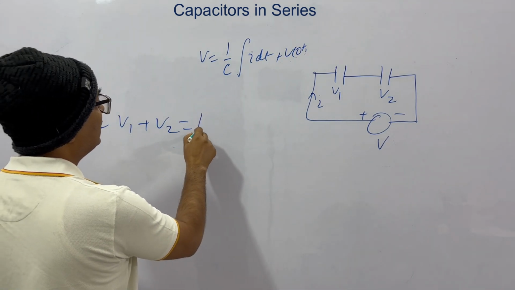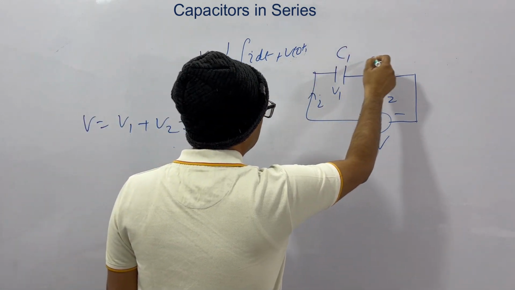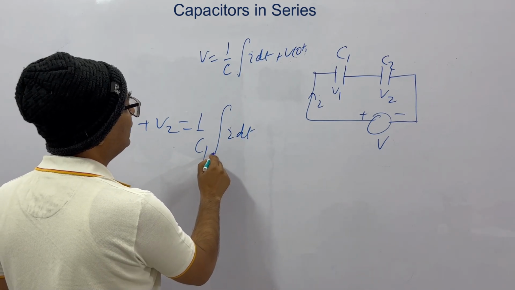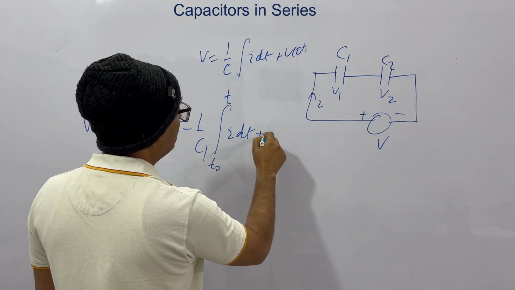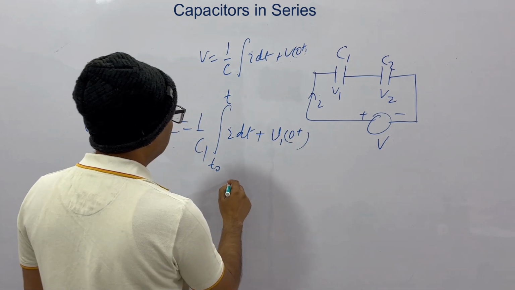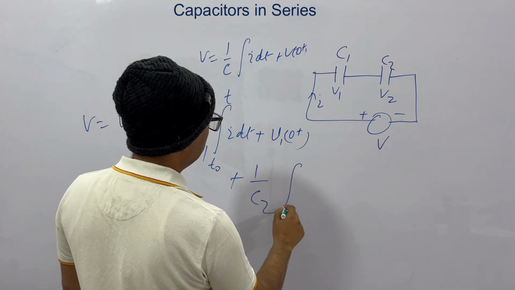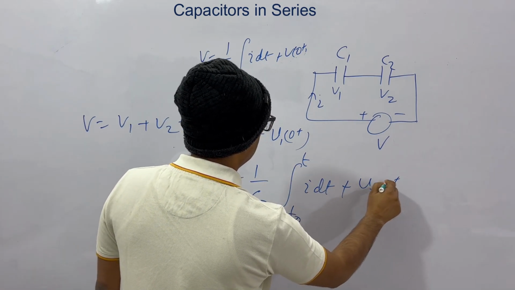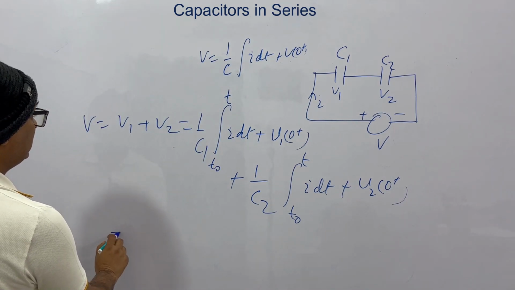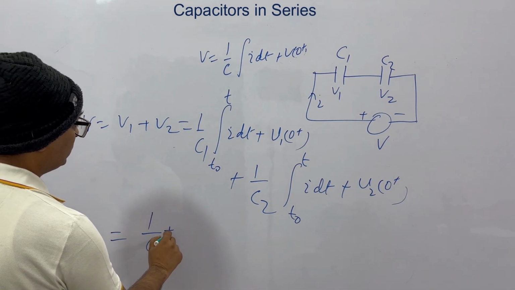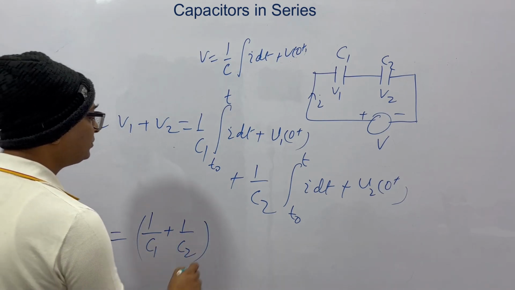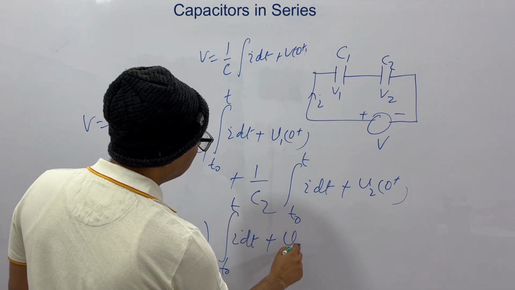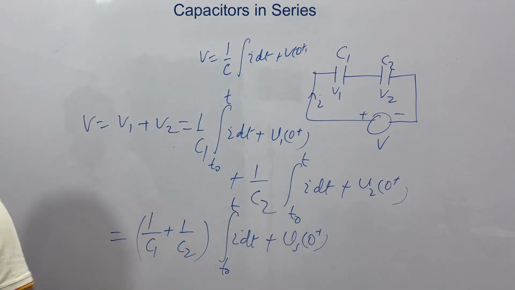And what is V1? V1 is 1 by C1, let's say this is C1, this is C2, integral I dt, because current is common, let's say we have started from T0 to T, plus V1(0+), the initial condition. And secondly, 1 by C2, T0 to T, I dt, plus the initial condition V2(0+). Or we can write it like this: 1 by C1 plus 1 by C2, T0 to T, I dt, plus let's say this is the initial condition combined.